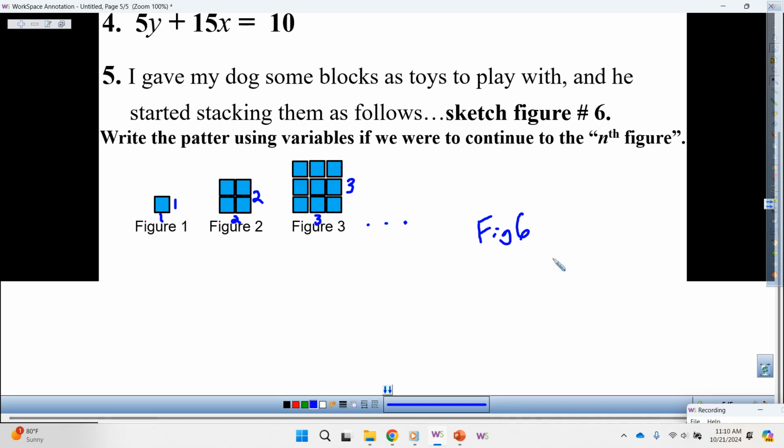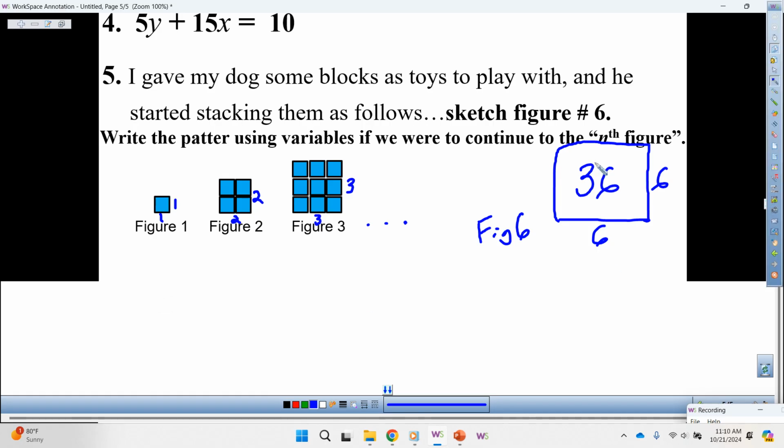All right, Renzo, how many blocks for figure 6? 6 by, yes, that is correct. 6 by 6, which is a total of what? 36 blocks. That is correct. This was 3 and 3, so what is 3 times 3? 9. 2 times 2, 4. 1 times 1, 1. All right?